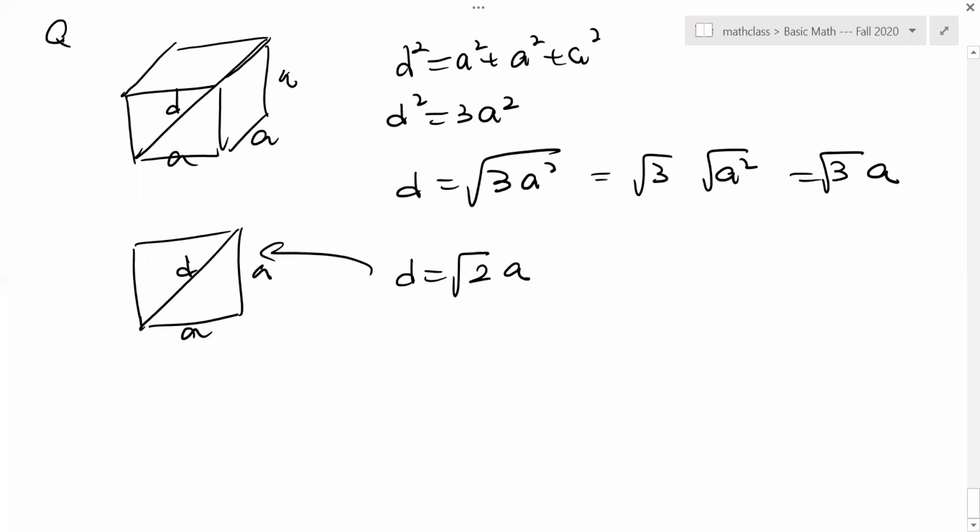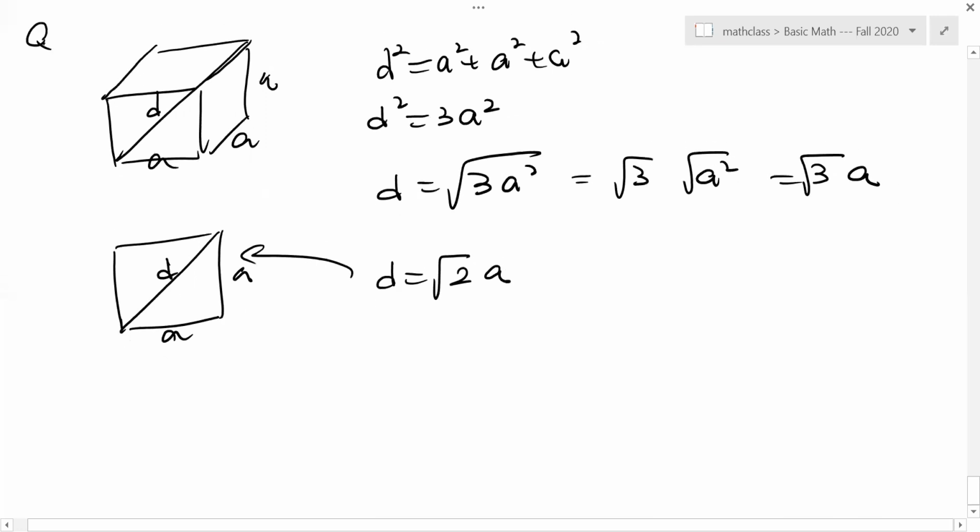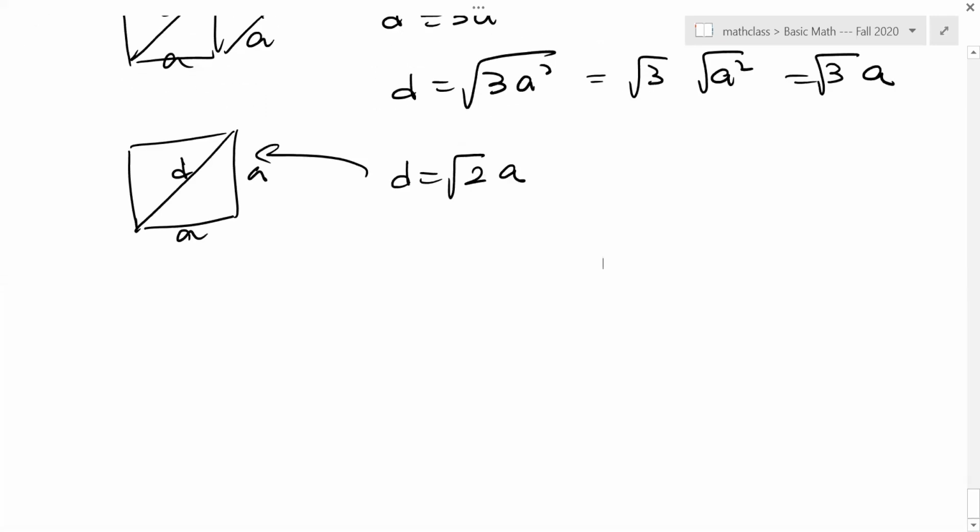Then for a cube in n-dimensional space, the length of the diagonal, you can believe, is just square root of n times a. I cannot draw the cube in 5-dimensional or 6-dimensional space, but I can tell you the length of the diagonal of the cube in 5-dimensional space should be equal to square root of 5 times the edge length.